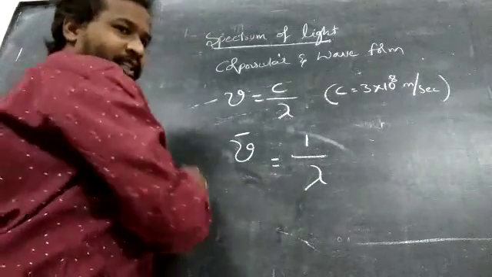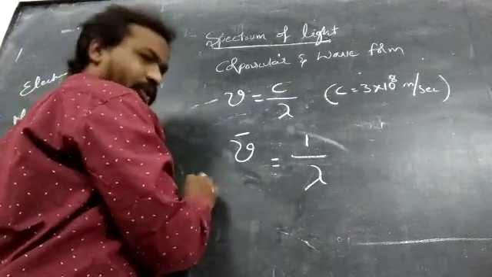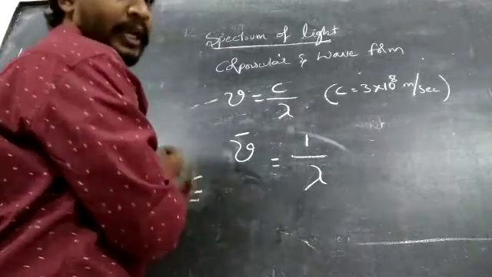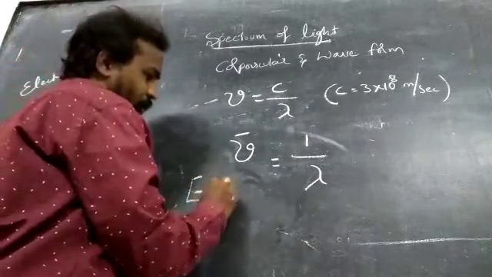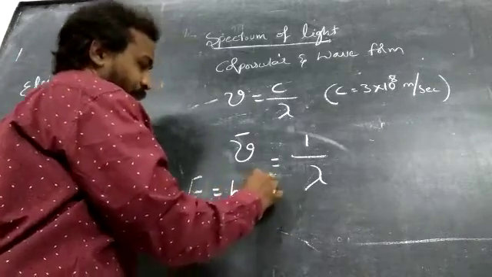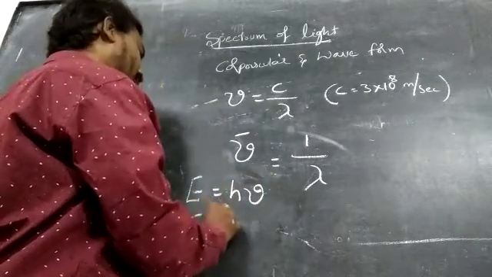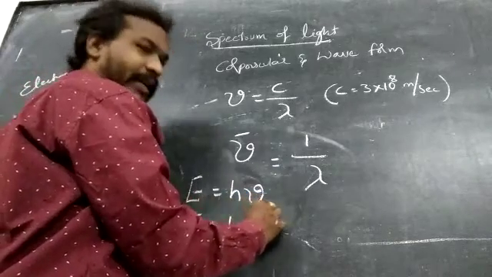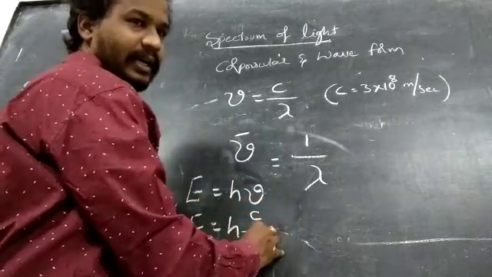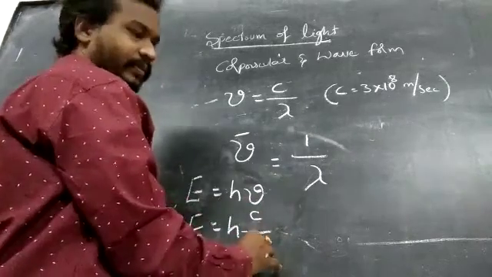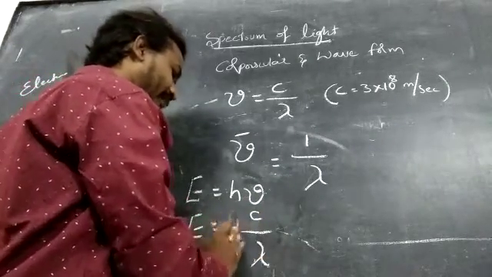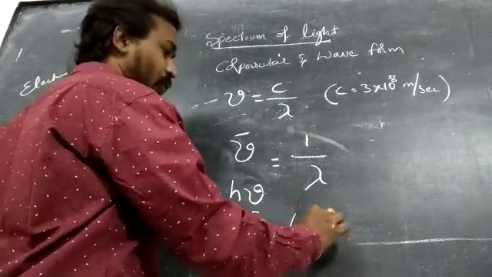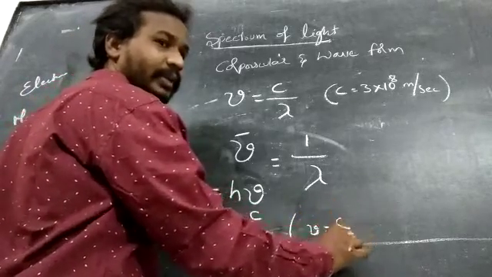Next, the energy E of a photon can be related to its wavelength. E is equal to h nu, whereas E is equal to h into c by lambda, hc by lambda, whereas nu is equal to c by lambda.